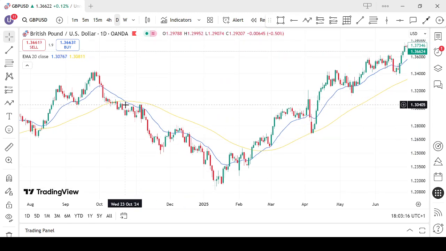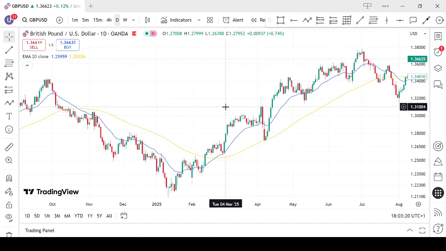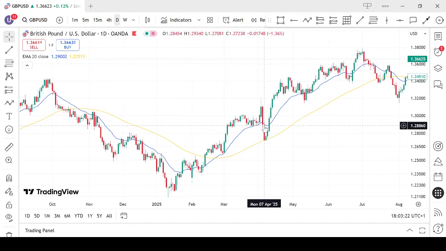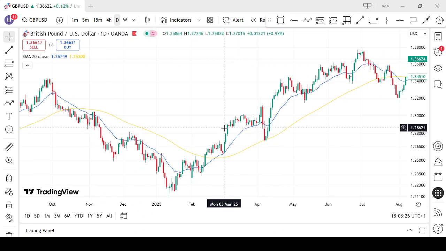Now the third step would be to set up your entries. Setting up your entries within the trend, you have to wait for a pullback. You wait for a pullback to a key support in an uptrend and a resistance in a downtrend.